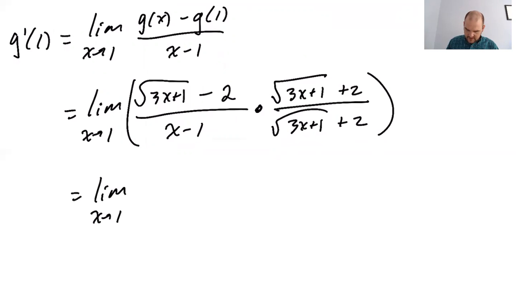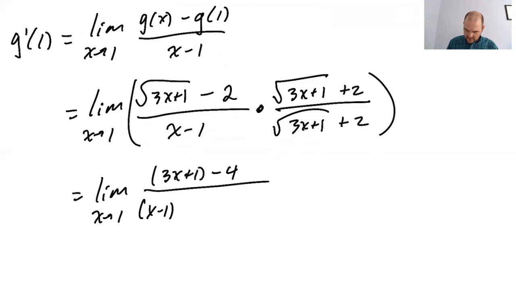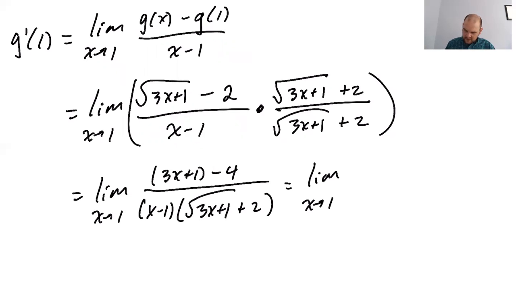Limit as x approaches 1. So you're going to get the quantity 3x plus 1 minus 4 over quantity x minus 1, quantity radical 3x plus 1 plus 2. Sometimes I start chuckling because it's just so much writing. Especially when you know where it's going, it's like, can I stop at some point? You can stop when you're done. I'm not going to rest till we're done.